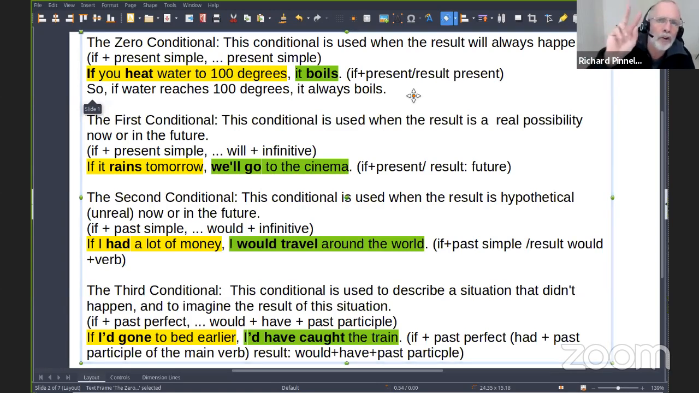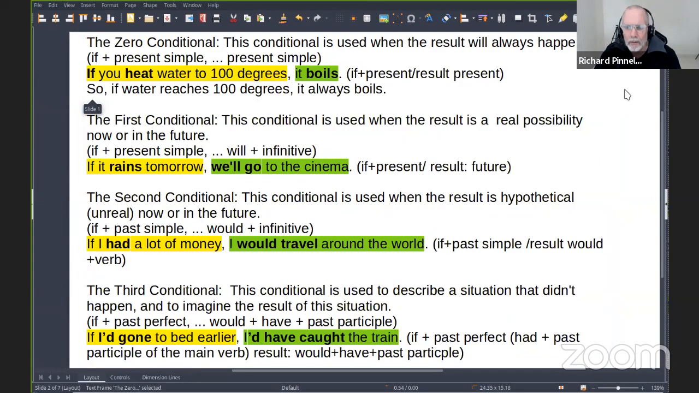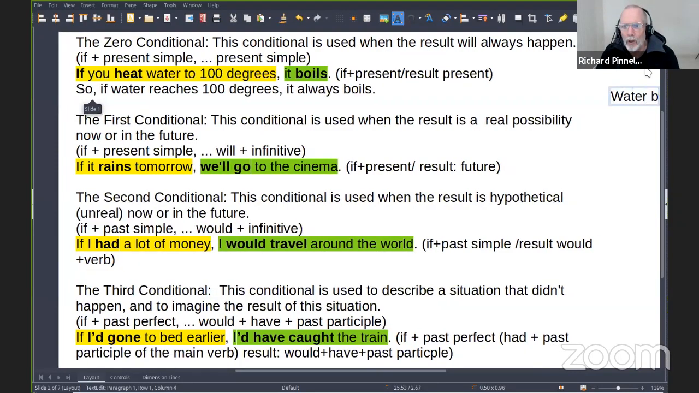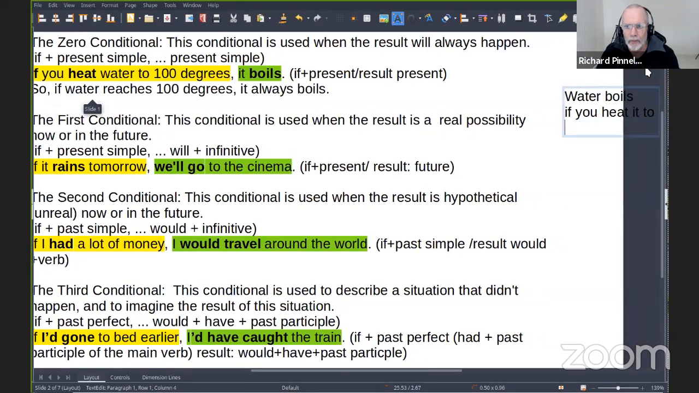Always we have two clauses. We have one clause, which in here is in yellow, which begins with if, and we have the other clause, which is the result, which in these examples is always in green. So we can actually reverse the order. It's quite possible to say, for example, if I can write on here, yeah. Water boils if you heat it to 100 degrees centigrade.